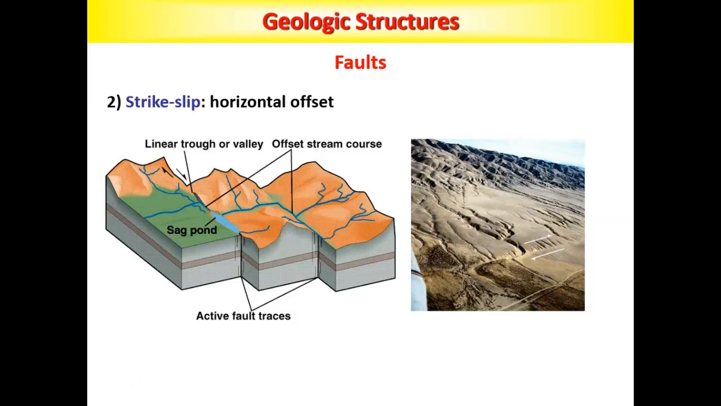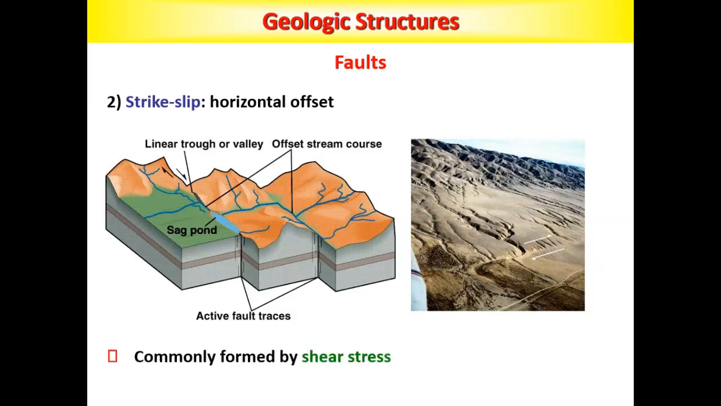How do you know? We need a map view. So this is just the opposite of the dip slips. I can't look at the cross-section because there's no offset, there's no up and down motion. I need a map view. I need to look down on the surface of the earth to see an offset. Then I'll know it's horizontal, and then I'll know it's a strike-slip fault.